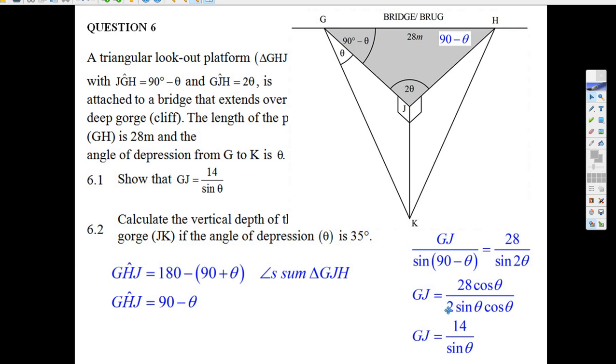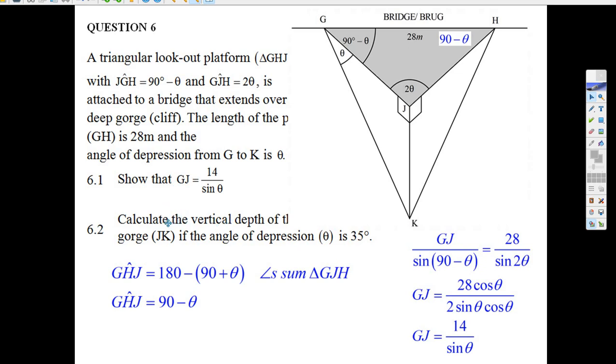Now the sine of 2 theta is 2 sine theta cos theta, and here we have another cofunction thing. The sine of 90 minus theta is really the cos of theta, and then you multiply both sides by it. It comes up here. The cos thetas cancel. 28 divided by 2 is 14, and there you've got it. GJ is equal to 14 over sine theta.